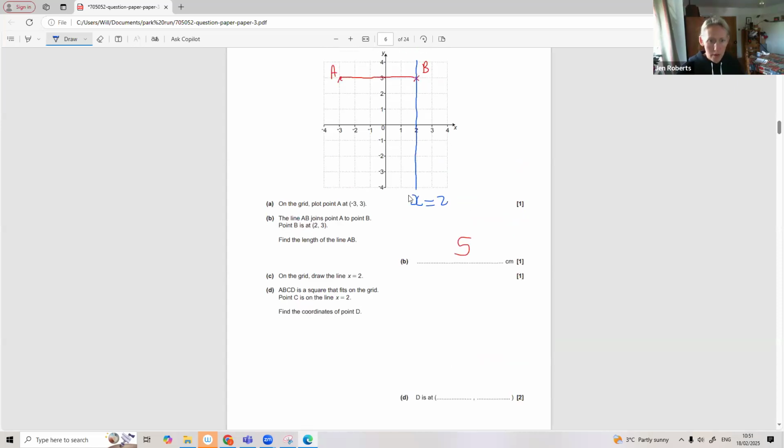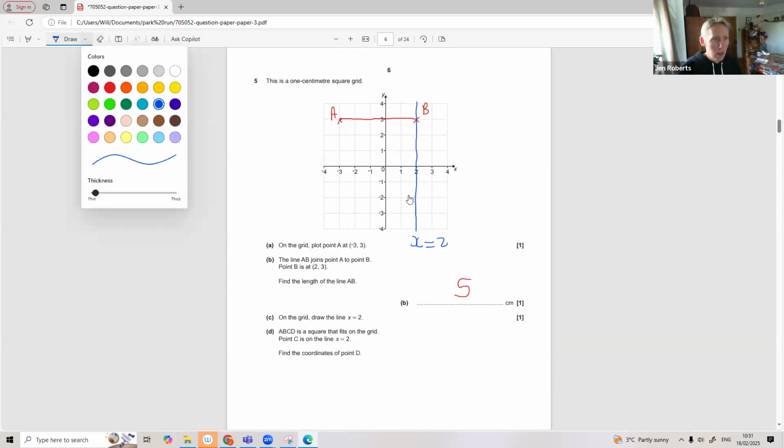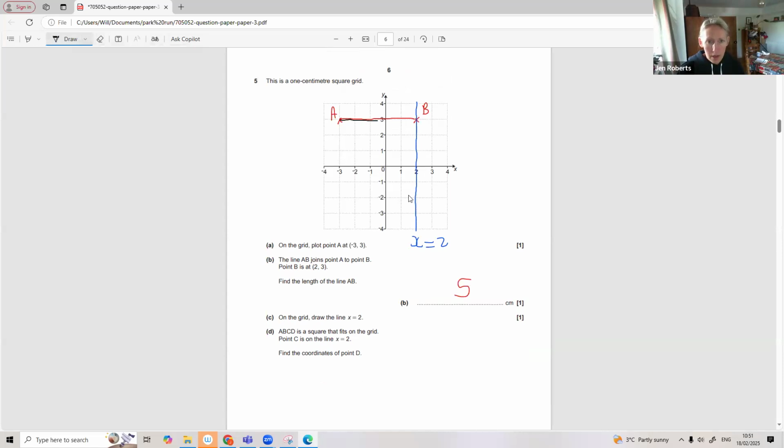ABCD is a square that fits on the grid. So I'm thinking a square, all the sides are the same length. So 5 by 5 by 5. So that's the square. C is there because it's on the line x equals 2. Find the coordinates of D, minus 3, minus 3.